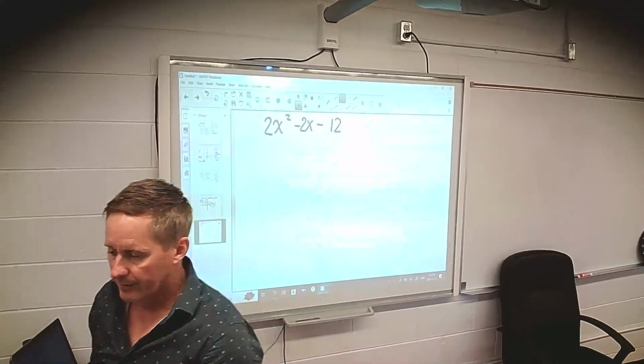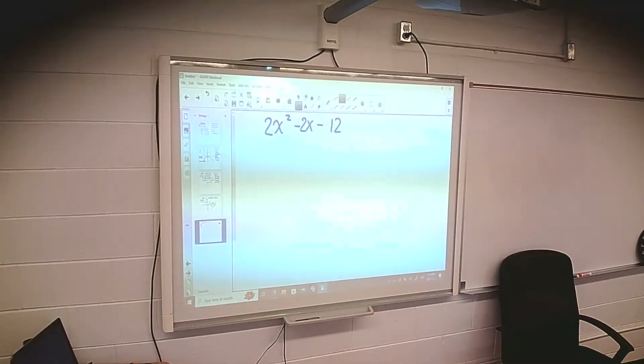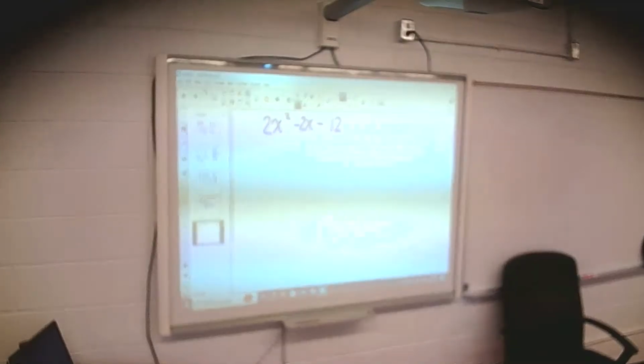Okay. First thing we do in factoring. What is the very first thing that we had to do in factoring? What did we look for? Yeah, okay. The first thing you do in factoring is look for the greatest common factor. Is there a greatest common factor here? 2. So we take the 2 out of here.